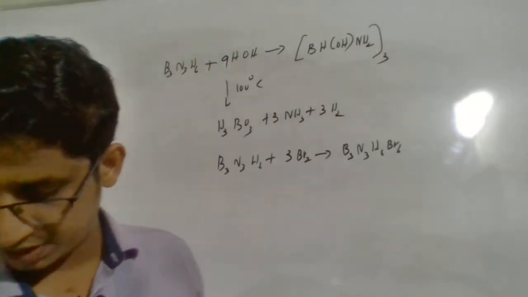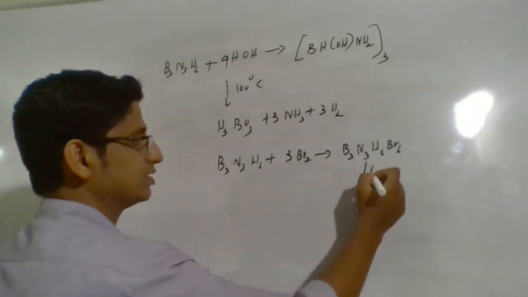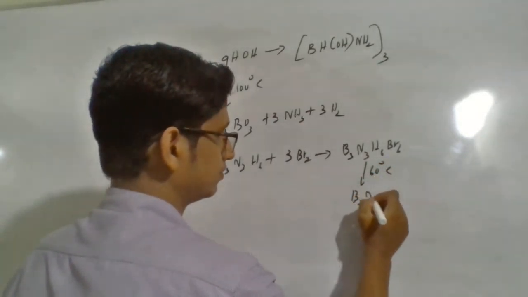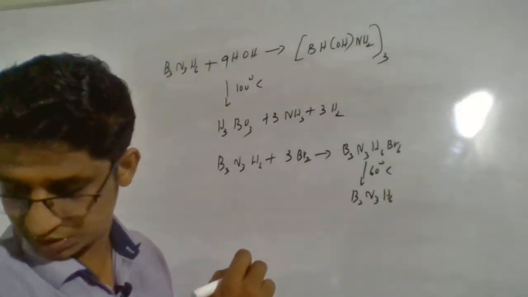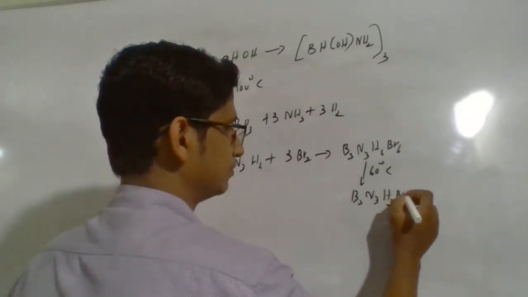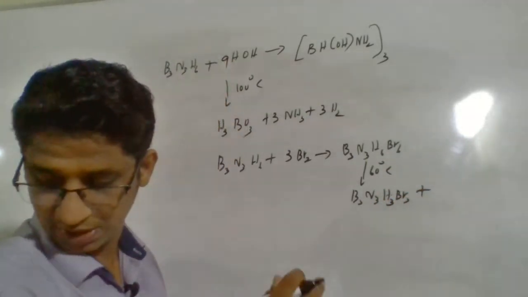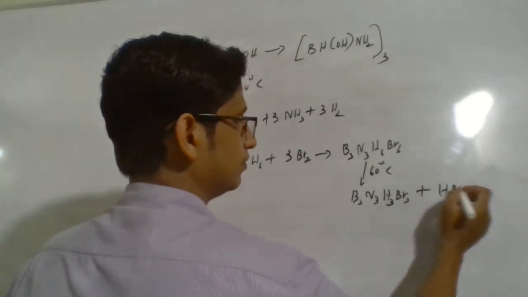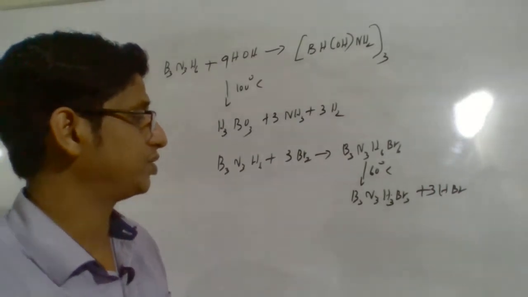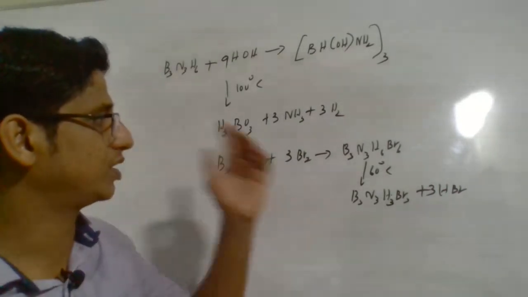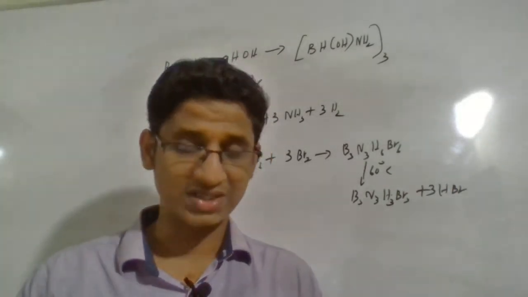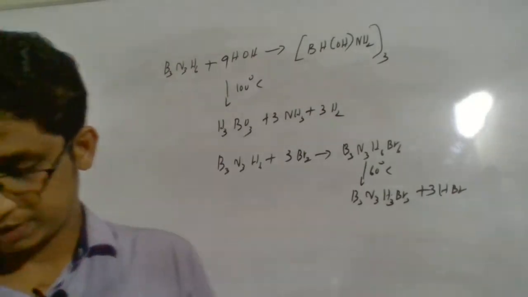This compound, on heating at a high temperature, 60 degrees Celsius, gives B3N3H3Br3 plus HBr eliminated. So elimination of hydrogen bromide takes place when this particular compound is heated at high temperature, around 60 degrees Celsius. So that is the action of borazine with bromine.